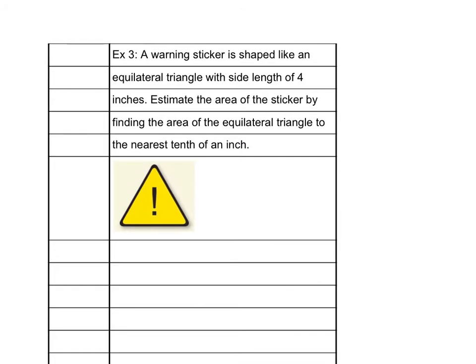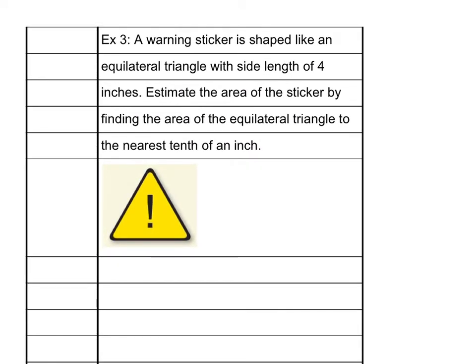Okay, it says, a warning sticker is shaped like an equilateral triangle with a side length of 4 inches. So each of these is 4, 4, 4, and 4. We know that all the angles would have to be 60 degrees because it's equilateral. It says, estimate the area of the sticker by finding the area of the equilateral triangle to the nearest tenth of an inch.